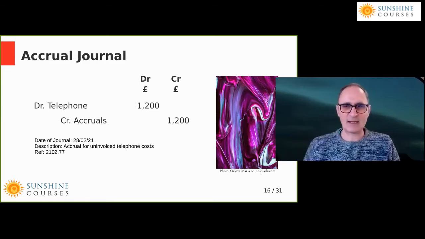So in this case, there's a balance sheet item called accruals, which is akin to trade creditors. And in this case, we're going to put the cost through to telephone. So we debit telephone £1,200 and we credit accruals £1,200. So I'm now going to show you how you do this in KPM.